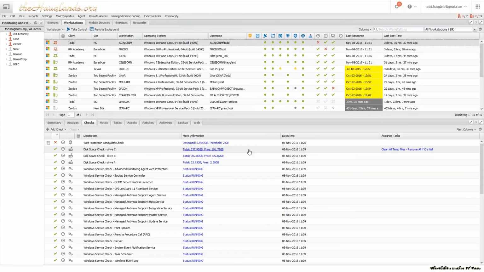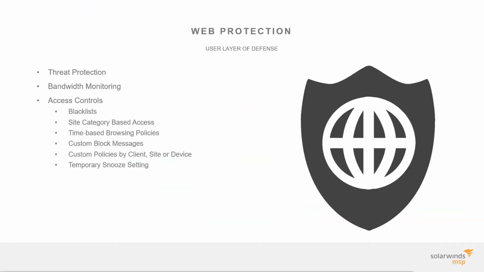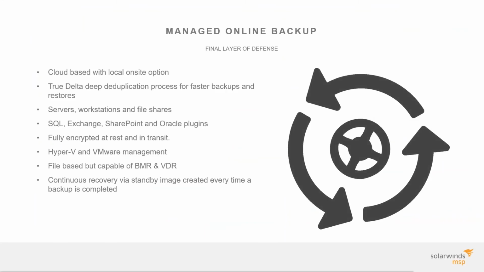All incremental backups are true delta. We call it delta and deduplication. Say that 5 times fast because I can't. So all of the subsequent backups are going to be that much faster and that much smaller as well.